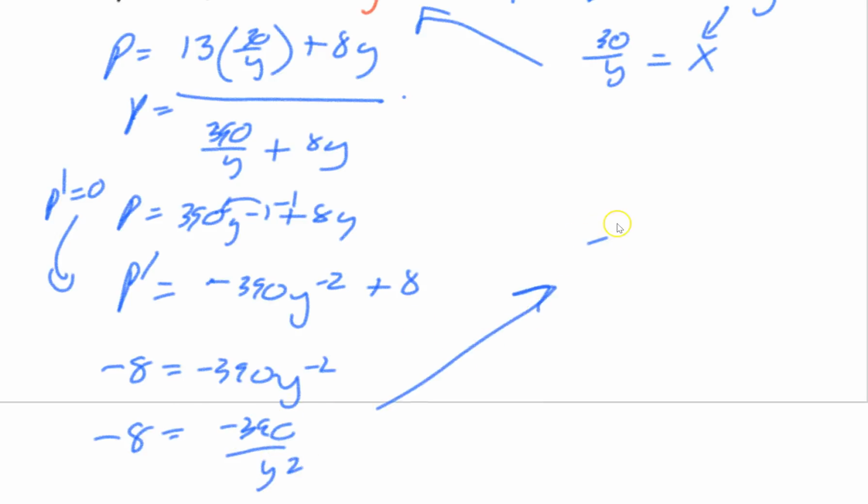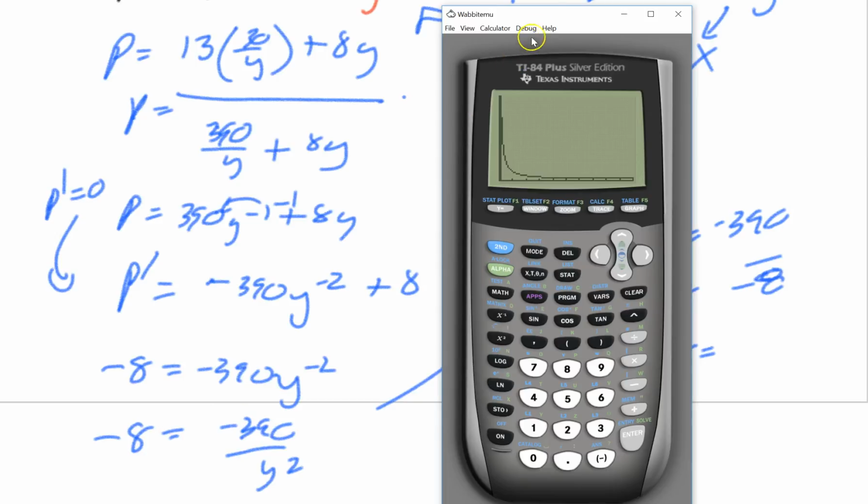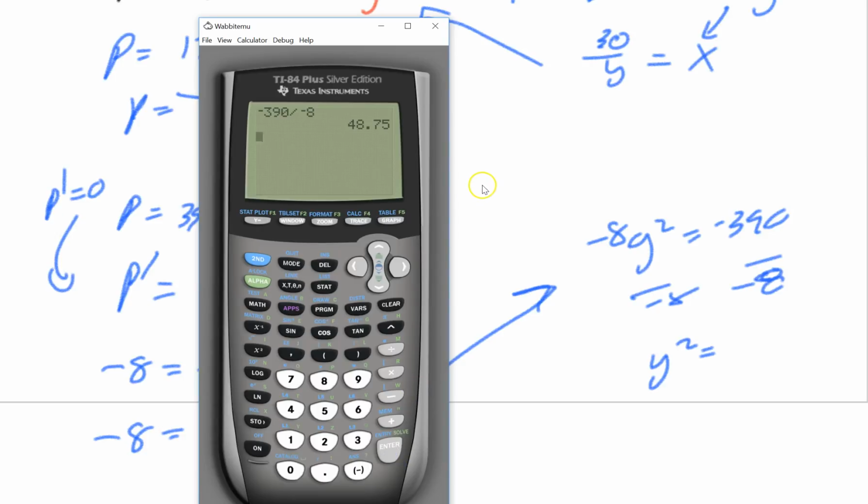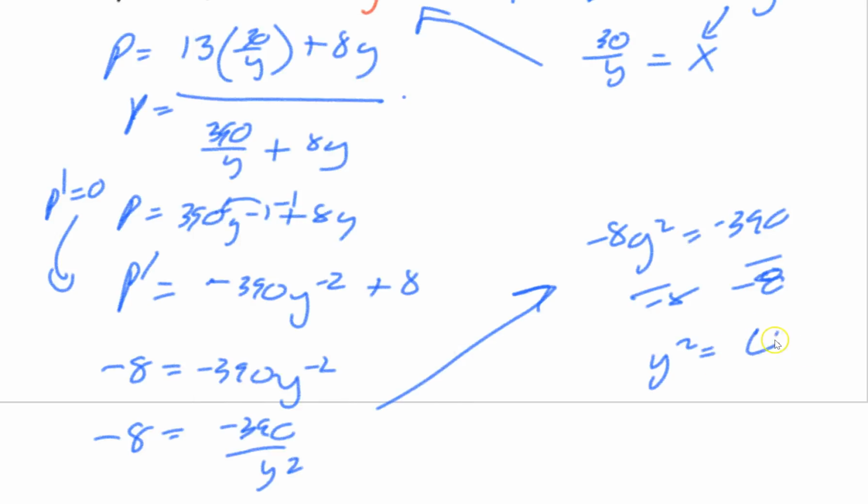Cross multiply. Negative 8y squared equals negative 390. Divide by negative 8. y squared equals, I'm going to need a calculator for this part, negative 390 divided by negative 8. And I get about 48.75, and then we're going to square root that. Second, square root, answer about 6.9836. Now that's the y value.